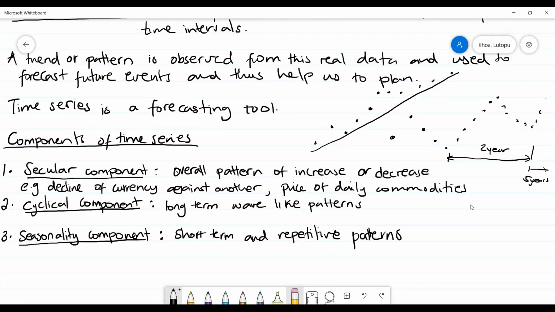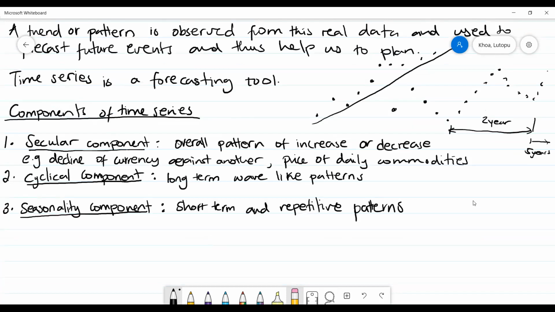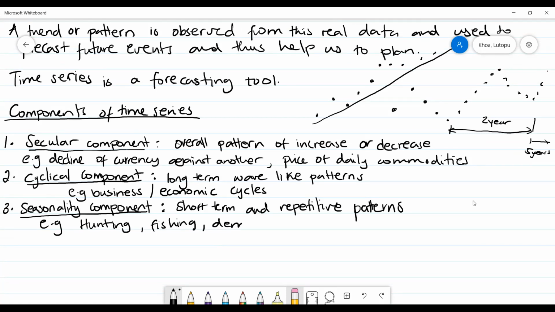So examples of this. With the cyclic examples, we have business cycles or economic cycles, so how the economy does. And then with the seasonality, we have fishing seasons, hunting seasons. We have demand for restaurants, maybe.